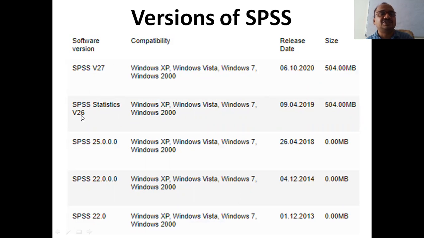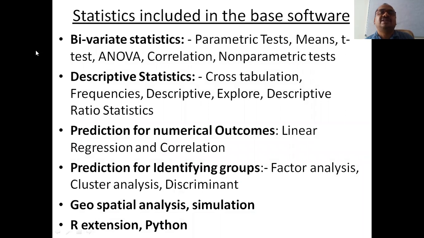Previous versions are 26, 25, 22. You write only these numbers, 22, 23, 24. Okay, and these are common, and release dates are not that important. Only the latest version you have to write in the examination.